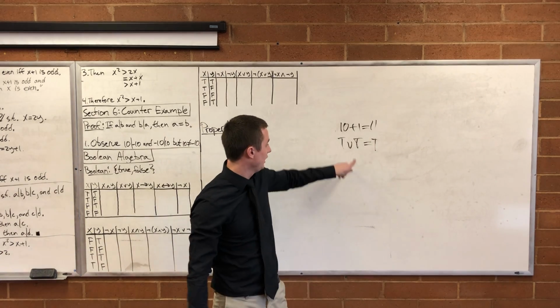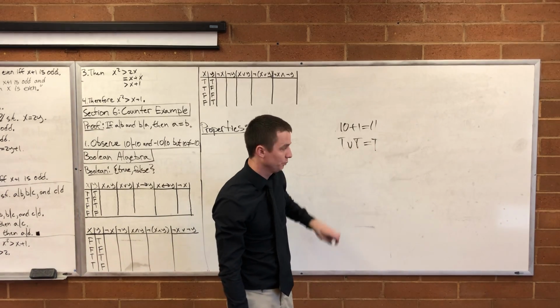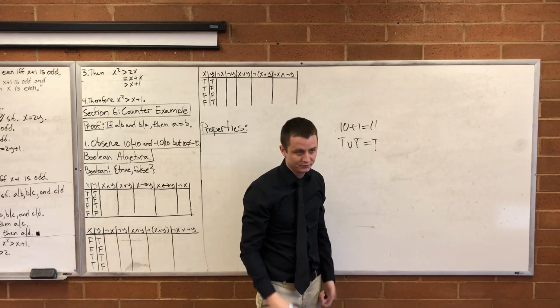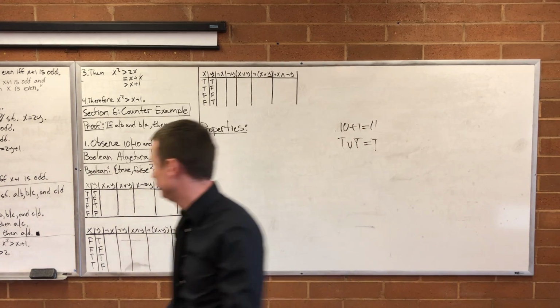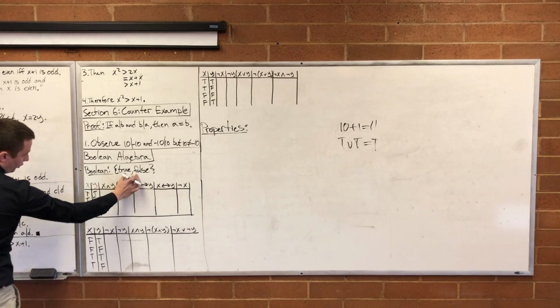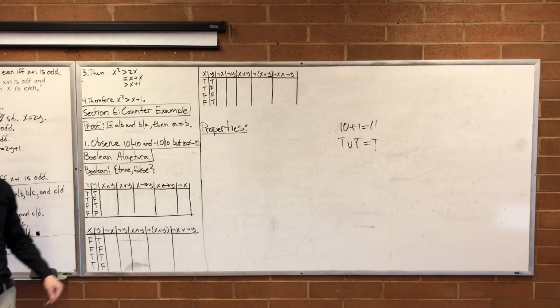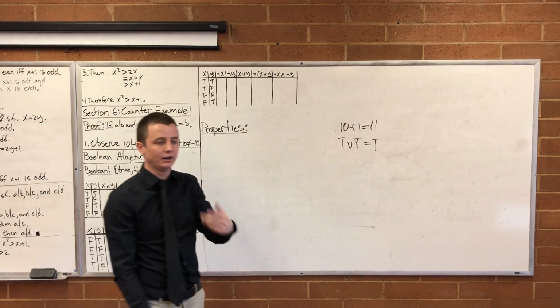It's an operator. It takes two Booleans and it spits out a Boolean, just like plus takes two numbers and it spits out a number. That's what operators do. They take two things out of your domain, whatever you're talking about, and spit one out. That's what binary operators do. Unary operators take one and spit out one.